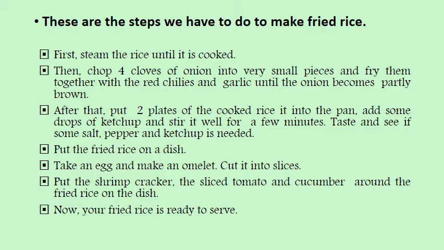Taste and see if some salt, pepper and ketchup is needed. Put the fried rice on a dish. Take an egg, and make an omelette. Cut it into slices. Put the shrimp cracker, the sliced tomato and cucumber around the fried rice on the dish. Now, your fried rice is ready to serve.